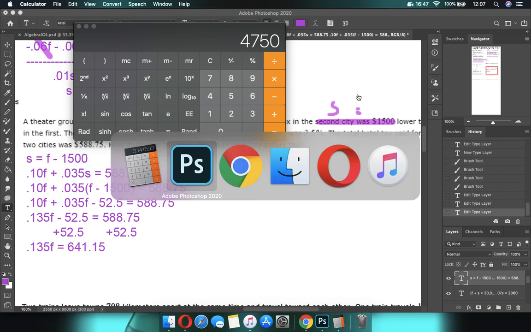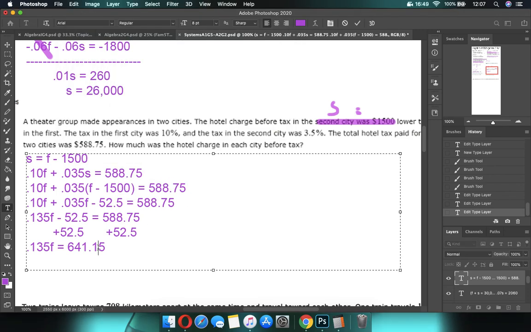It's always the small mistakes that get me. I wrote something down wrong. 25, that's what it's supposed to be. Then when you divide it out, F equals, well, what is it? 4750. Okay, and if F equals 4750, that means we can plug it back in.